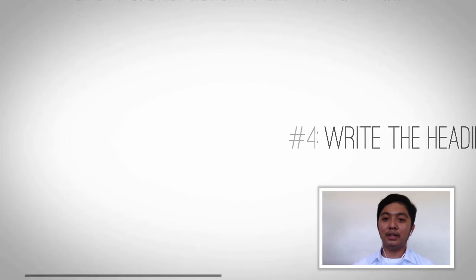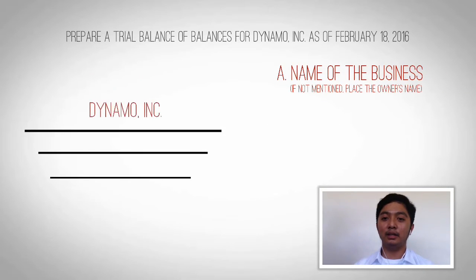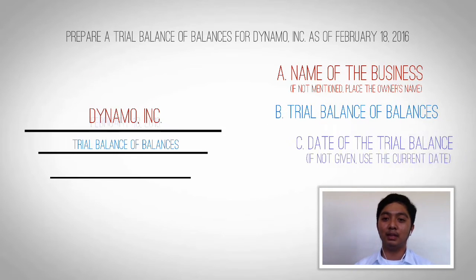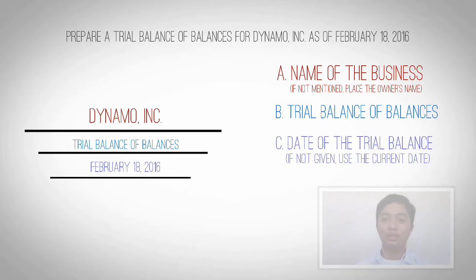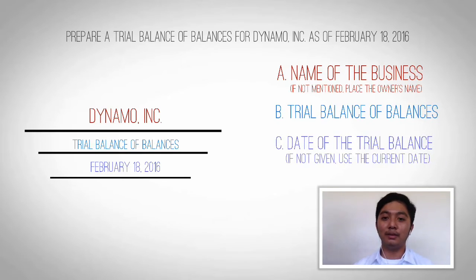The fourth step is to write the heading. There are 3 components in the heading: the name of the business, the type of trial balance, and the date of the trial balance. If the name of the business isn't given, the name of the owner could be used. If the date of the trial balance isn't given, the current date could be used.